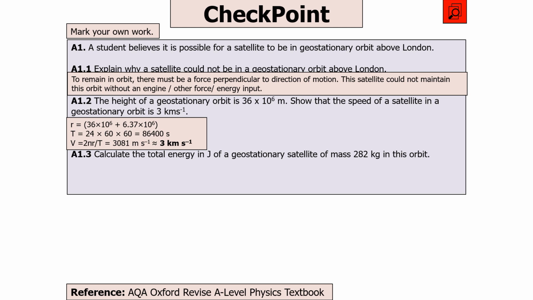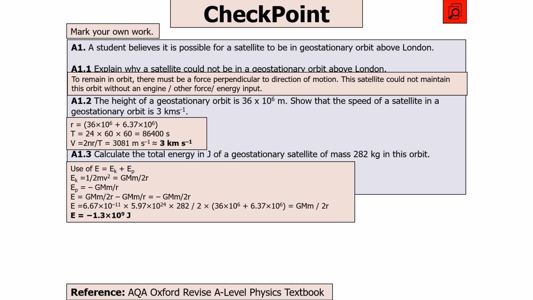Now, in the next one, we can work out what r is going to be, because it's the distance from the surface to the object plus the radius of the planet, which we are given on the equation sheet. We can then work out what the time is going to be by working out the time for 24 times 60 times 60. That is going to be the number of seconds in one day. And then we'll say v is equal to the distance, which is going to be 2 pi r from the circular orbit, divided by the time, so we get 3081 meters per second, or 3 kilometers per second as well.